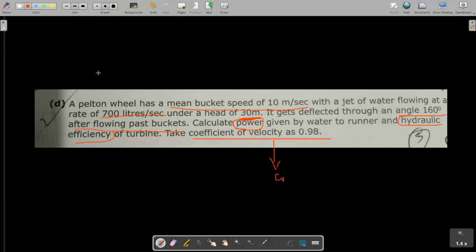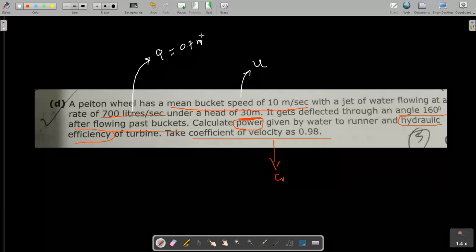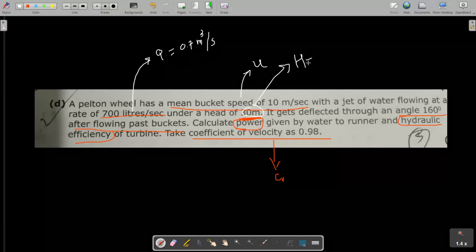Okay, so first of all, let me clear you some points. Here mean bucket speed, that means U, is given to us. Discharge 700 liter per second, that is we can say 0.7 meter cube per second. Discharge is given to us. Head is given as 30 meter, H, the total head available.